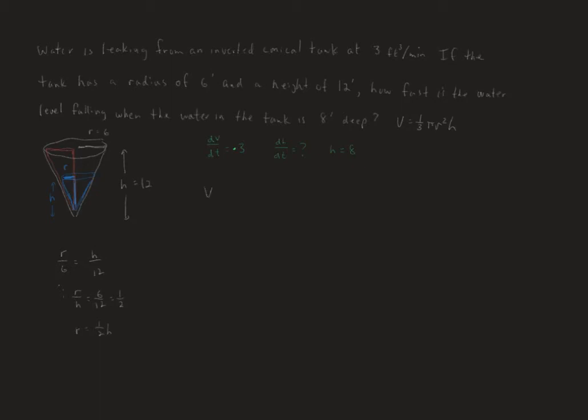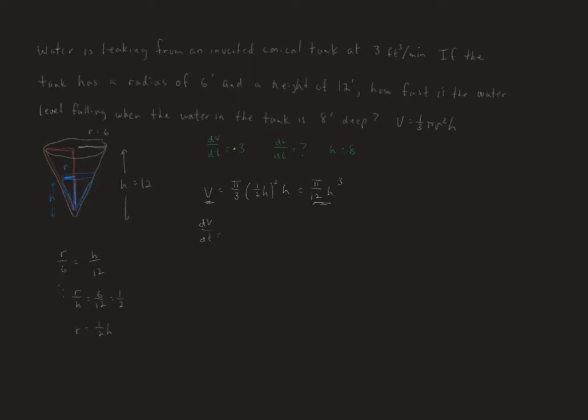So we can say V, before we take a derivative, I'm going to lump the 1/3 and the pi together as pi over 3. I'm going to replace that r with a 1/2 h, and that quantity is going to have to get squared. So the 1/2 gets squared and becomes 1/4. It can join the pi over 3 to become pi over 12, and the h squared times h is going to be h cubed. So now this is going to be much easier to take a derivative of, because I'm not going to have to do a product rule.